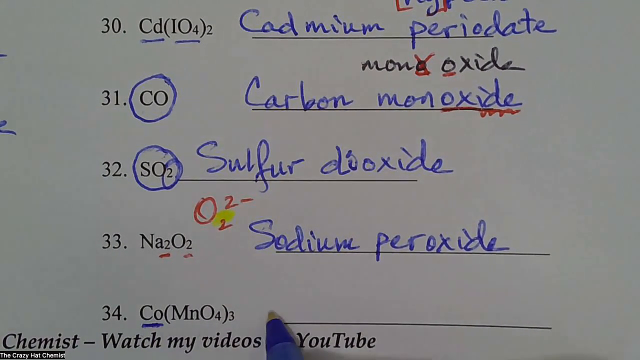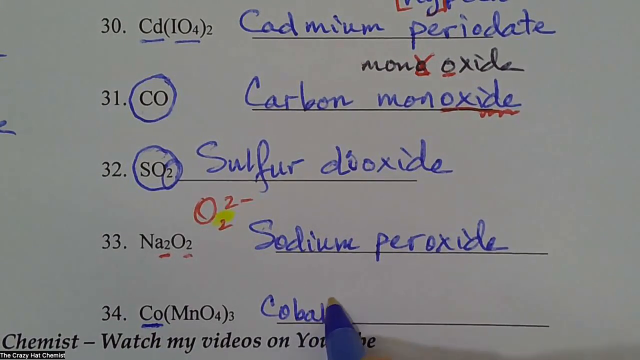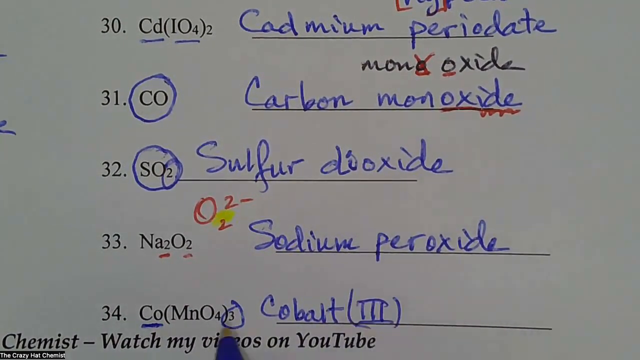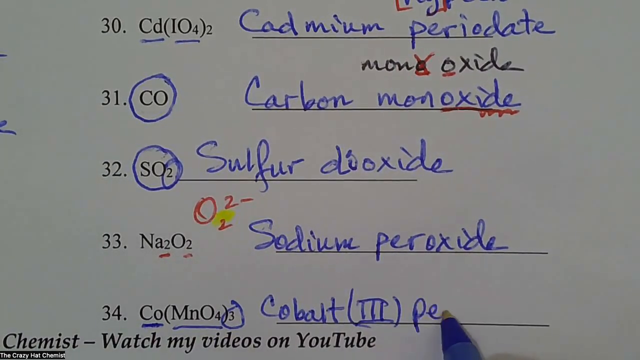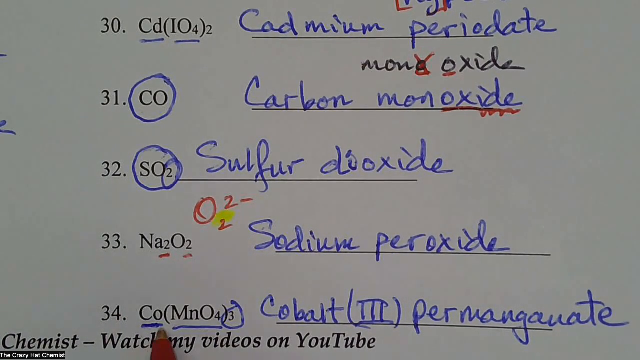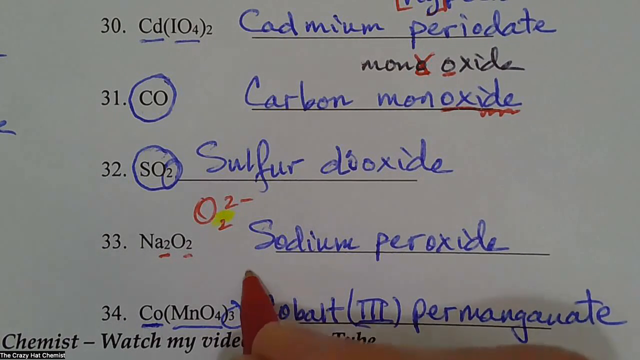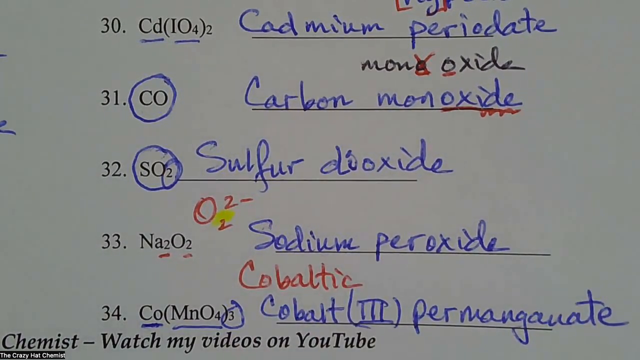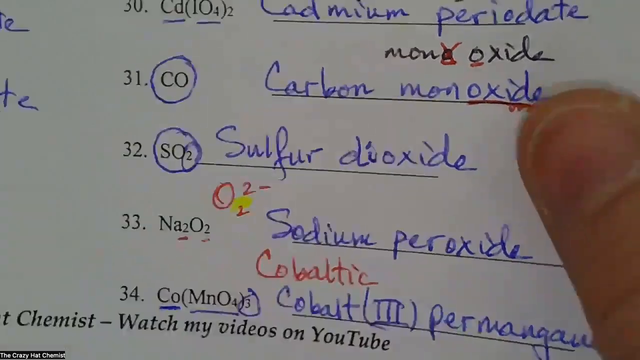This is cobalt and Roman numeral 3. And this is permanganate. And then this is cobaltic. It's the higher charge. Cobaltic permanganate. That's the other way of writing that. All right. Awesome. So I'm going to peel this away and we are going to keep on moving.